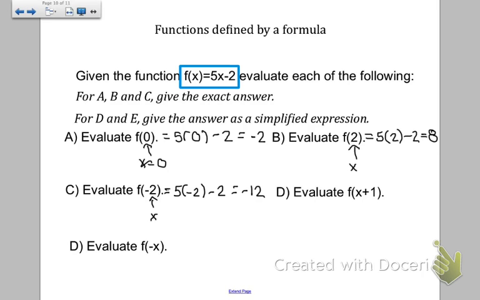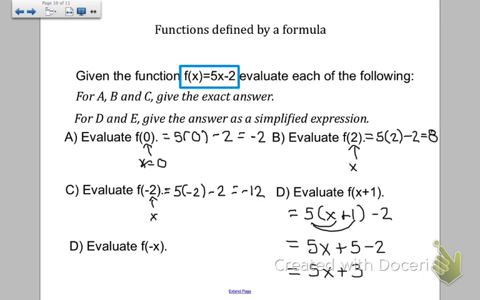So watch what happens here on D. If I evaluate f of x plus 1, I'm going to replace x in my original function with x plus 1. So this will equal 5 times the quantity x plus 1 minus 2. Now, I can keep going to simplify this. I can distribute that 5. This gives me 5x plus 5 minus 2. And now I can go a step further because I can do 5 minus 2, which would give me 3.